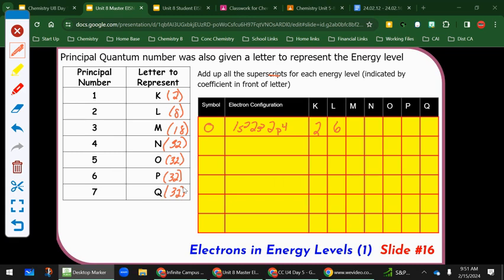Somebody called out rubidium? Rubidium, right? All right. Give me the electron configuration for rubidium.